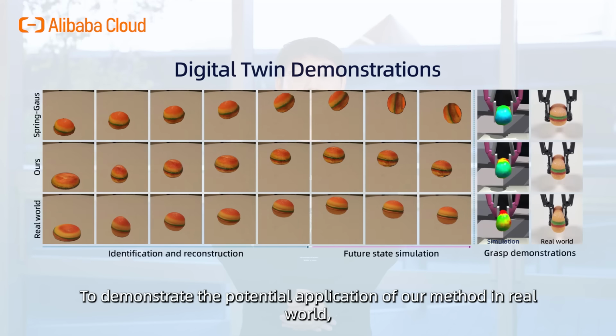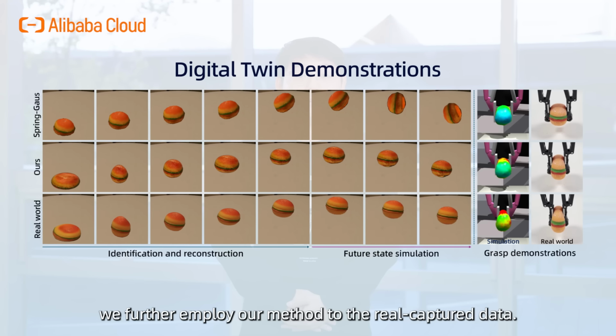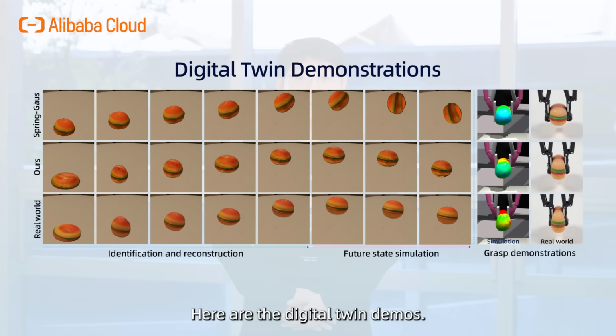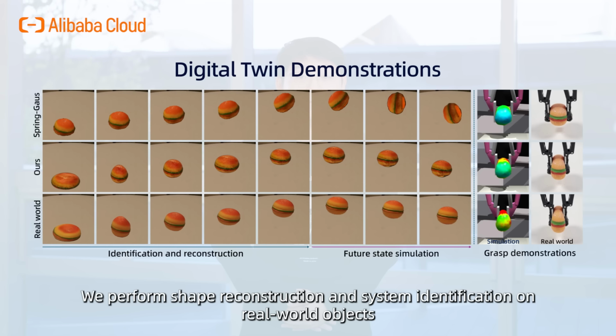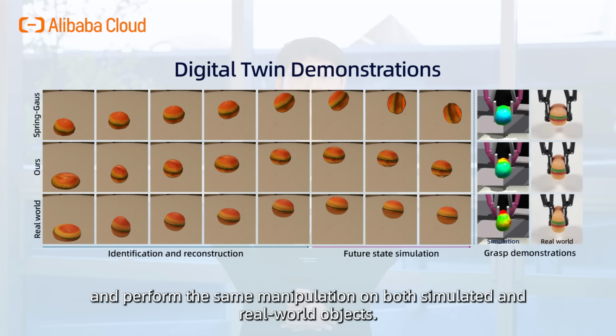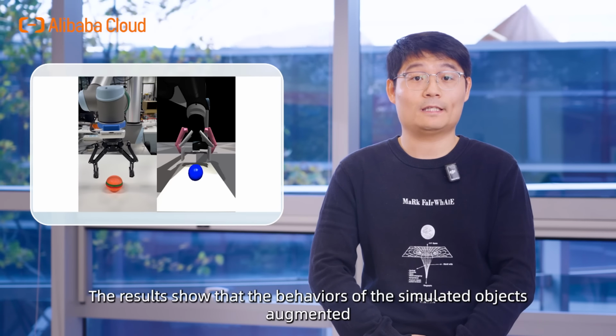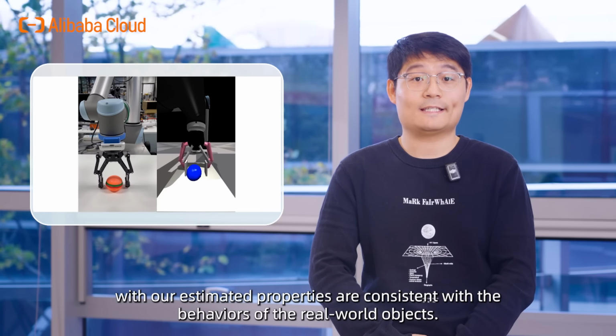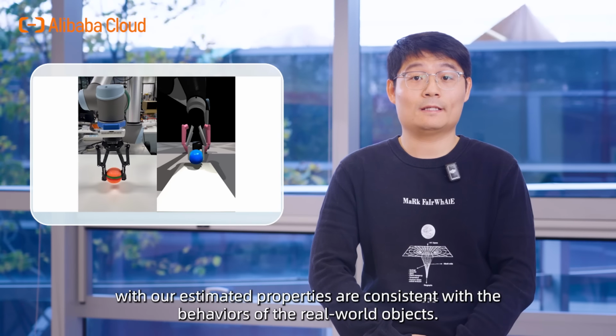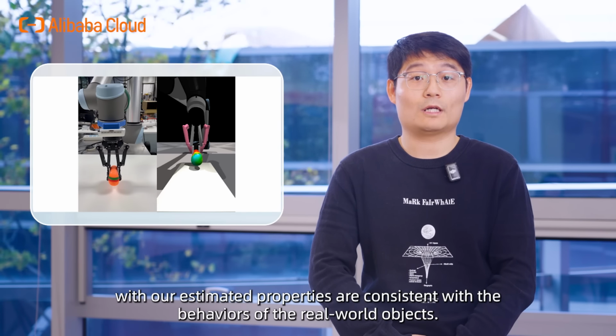To demonstrate the potential application of our method in the real world, we further apply our method to real captured data. Here are the digital twin demos. We perform shape reconstruction and system identification on real-world objects and perform the same manipulation on both simulated and real-world objects. The results show that the behavior of the simulated objects augmented with our estimated properties is consistent with the behavior of the real-world objects.